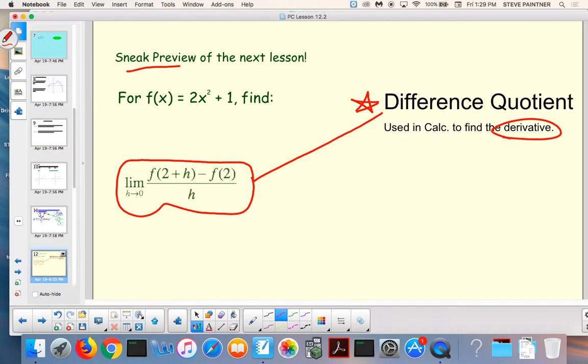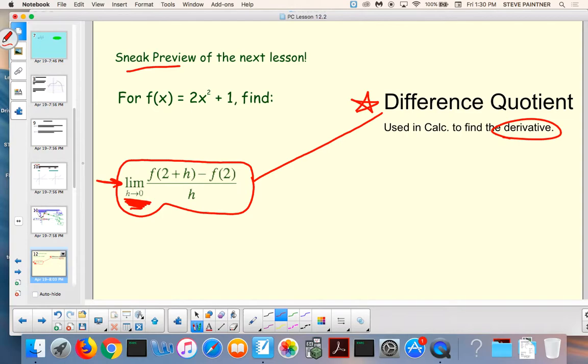What's the derivative? You don't know. It's coming on Monday. I'll tell you what it is, but today you've got to know how to number crunch this stuff. Otherwise, we can't really find the derivative. So, take a look at this. This is a what kind of problem? What does it say? It's a limit. It's a limit problem. So I want the limit of this difference quotient as h approaches 0.